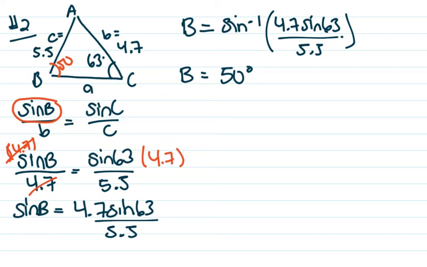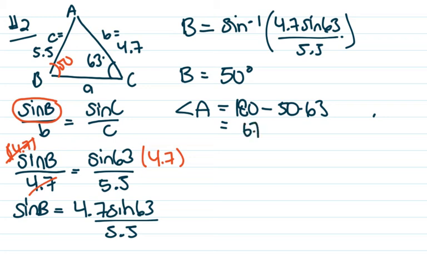Now, again, we can find angle A just by using the fact that the interior angles of a triangle add up to 180 degrees. So 180 minus 50 minus 63 equals 67 degrees. So angle A is 67. Okay, so now we just need to find side A.